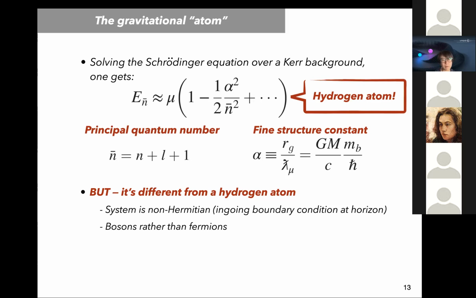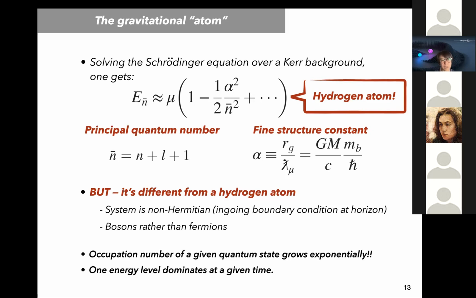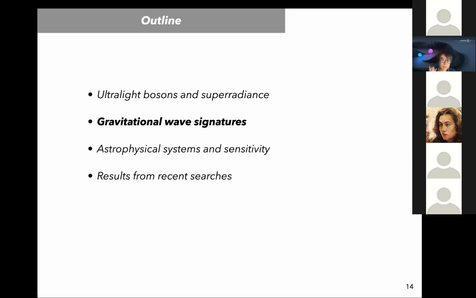So eventually, in this huge black hole gravitational atom, the occupation number for a given quantum state can grow exponentially, and one energy level dominates at a given time. That is the overall picture of this superradiance phenomenon. Keeping that in mind, we can actually discuss the features of gravitational waves emitted by these systems.